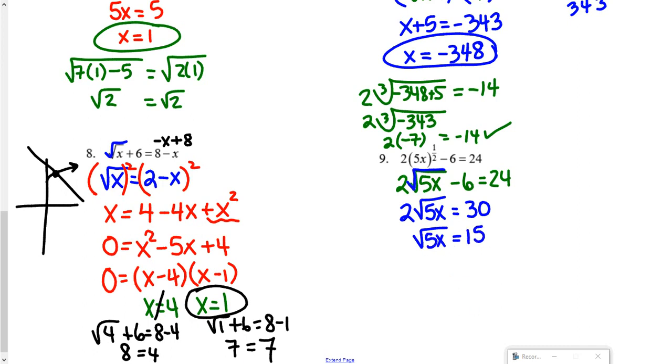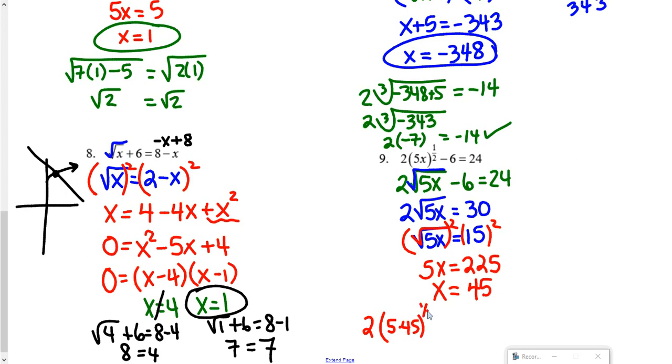And I have the square root of 5x equals 15. Now to get rid of the square root, I'm going to square both sides because those are inverses of each other. So I have 5x equals 225, since 15 times 15 is 225. Then I'm going to divide both sides by 5. And 5 goes into 225, what's that, 45 times? I do need to check my answer. So I have 2 times the square root of 5 times 45, or 5 times 45 to the 1/2 power, minus 6. Does that equal 24? 5 times 45. Let's see here. 45 times 5.